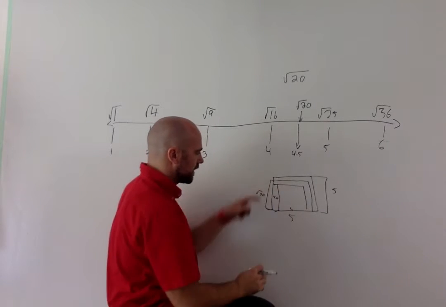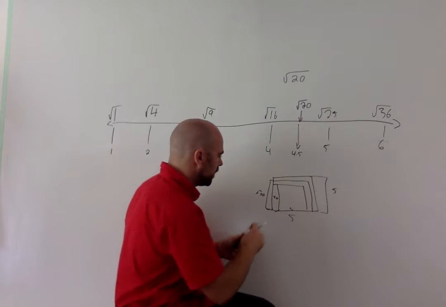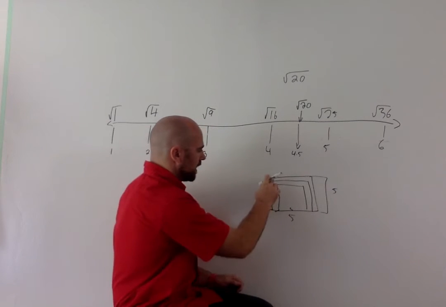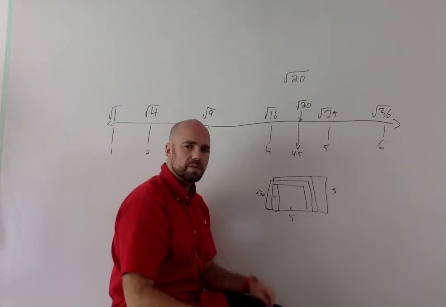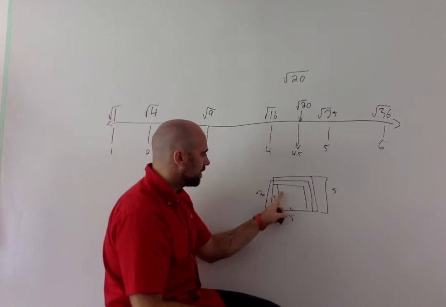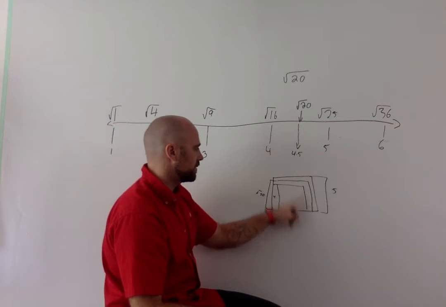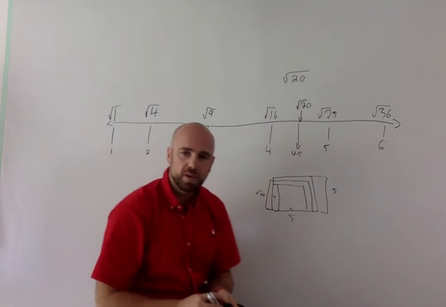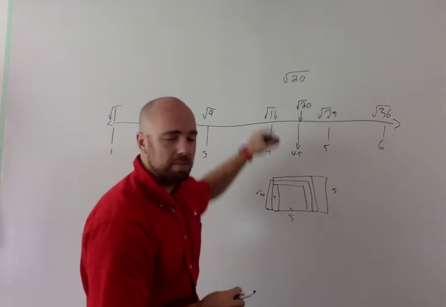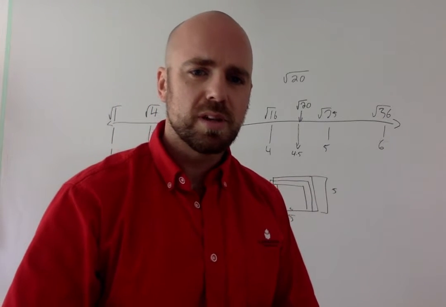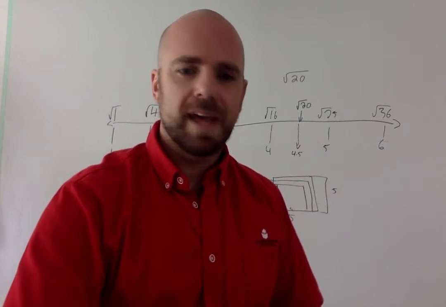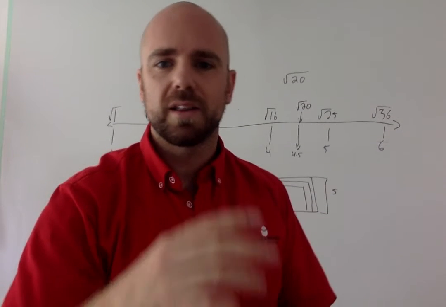So I have 3 different lengths. I've got one that goes up to here, which is 4. This one, which is the square root of 20, and then this one, which is 5. So the area of this one is 16, the area of this one would be 20, and the area of this one would be 25, or my top number. That's how we're going to use estimation: we're going to try to calculate where it might be.